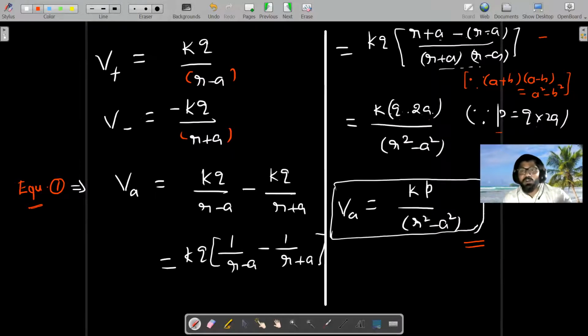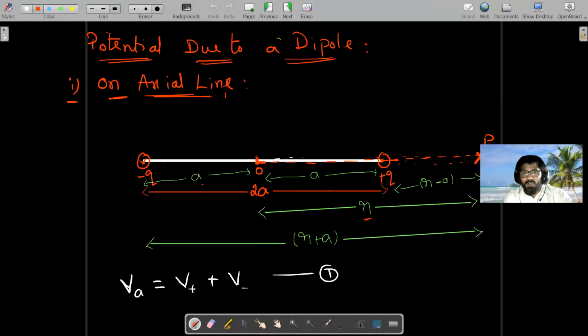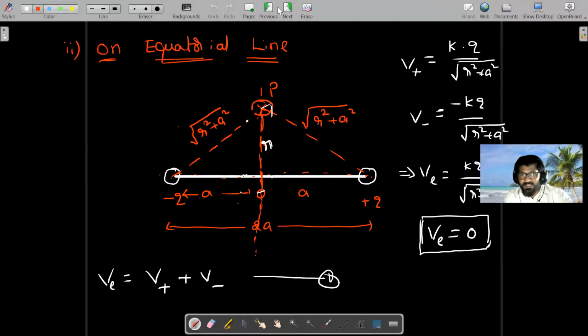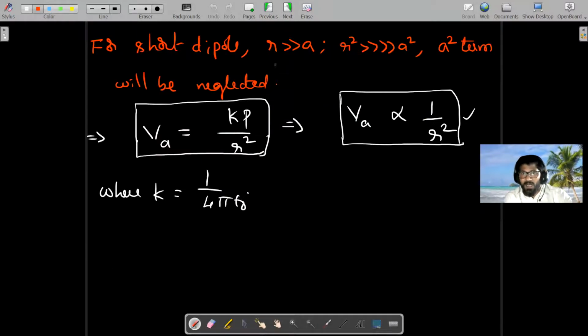But if you want to find the potential due to a short dipole at an axial point, what is the condition for a short dipole? For a short dipole, we consider the dipole length 2a, and hence this a will be very small compared to r. So let us consider the condition for a short dipole as r is much greater than a, or a is much less than r. If r is much greater than a, r square will be much greater than a square. So the a square term can be neglected because it is very small compared to r square.